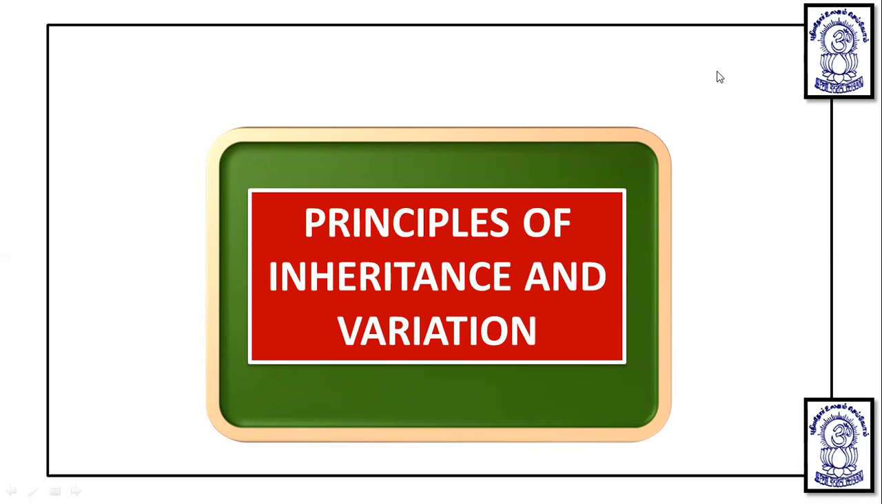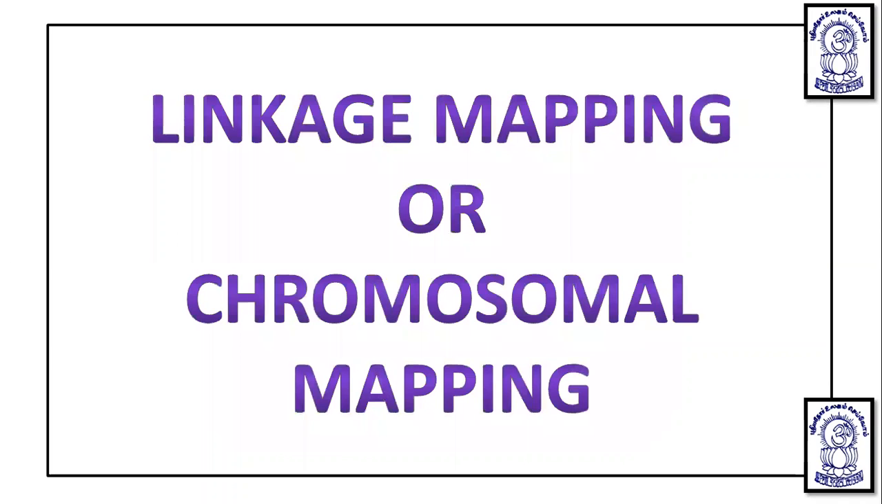Dear students, we are in a continuation of the chapter Principle of Inheritance and Variation. In some of the previous classes, we have already discussed linkage, types of linkage, the chromosomal theory of inheritance, and Morgan's experimental verification for the chromosomal theory of inheritance. But today, the topic which we are going to discuss in this chapter is linkage mapping and chromosomal mapping.